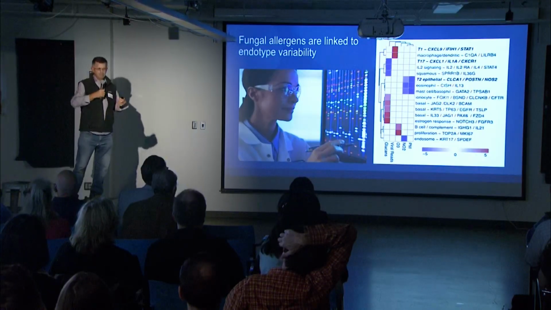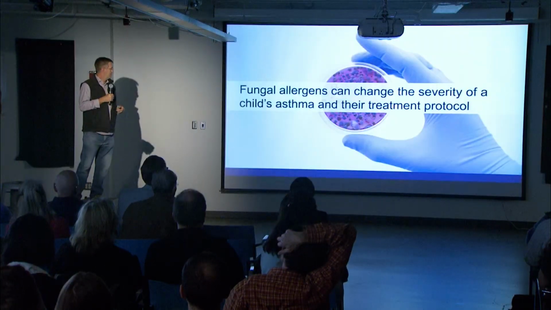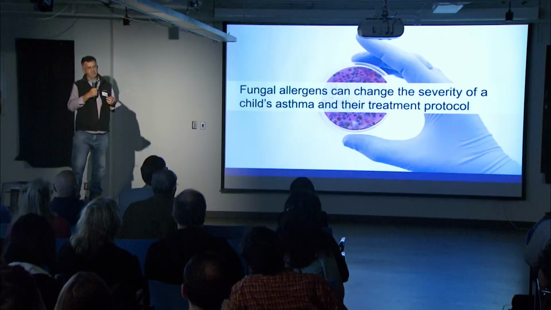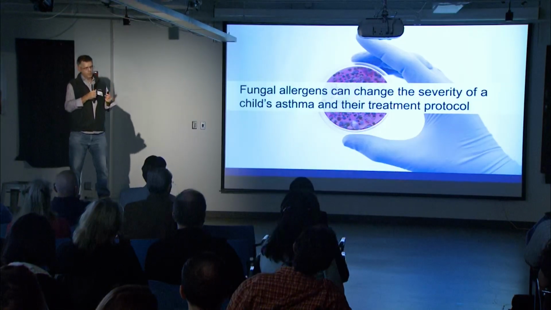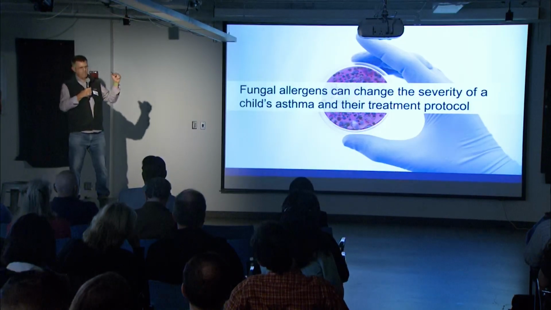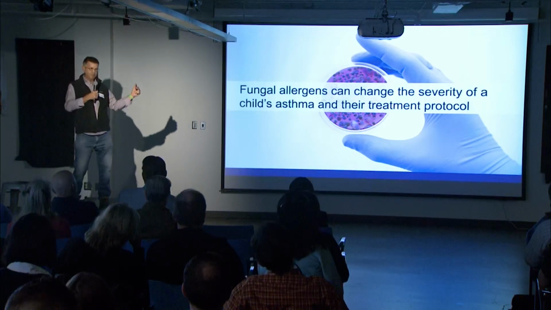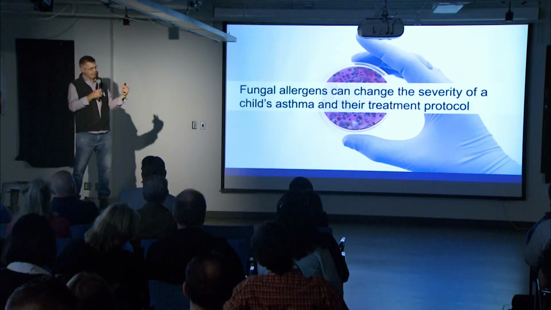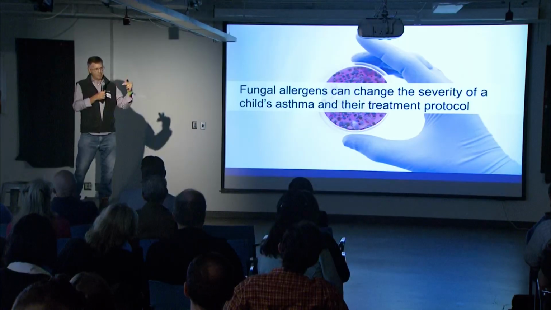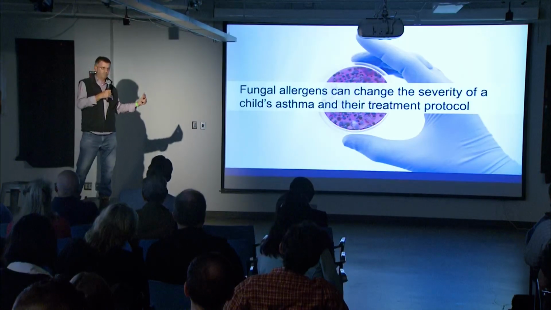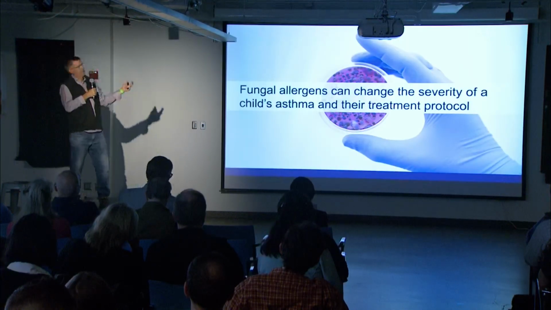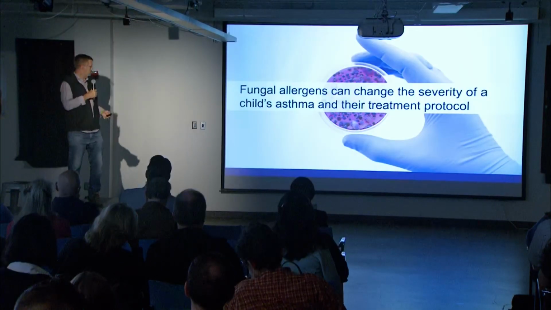So that gives solid evidence that exposure to high levels of glucans can switch kids from T2 low to T2 high, and conversely, if they were originally T2 high, but they were exposed to lower levels of glucans for a while, they could switch to T2 low.